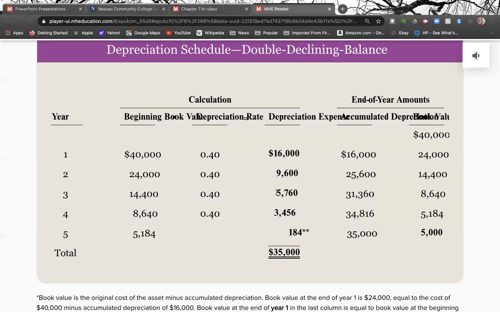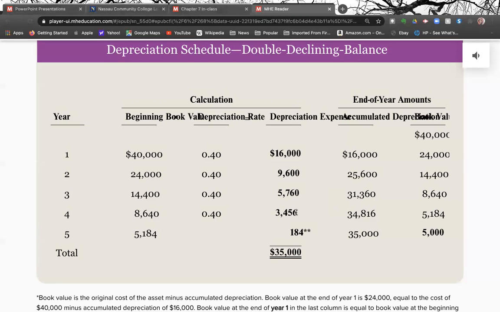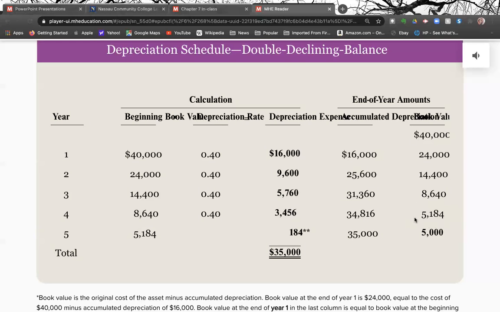What's the accumulated depreciation? Well, you could add the 3 years together. Comes to 31,360. What's the book value? 40,000 minus 31,360 is 8,640. 8,640 becomes the new book value times 40%, 3,456. What's the accumulated depreciation? I add the first 4 years together, comes to 34,816. What's the book value? 40,000 minus 34,816 is 5,184.